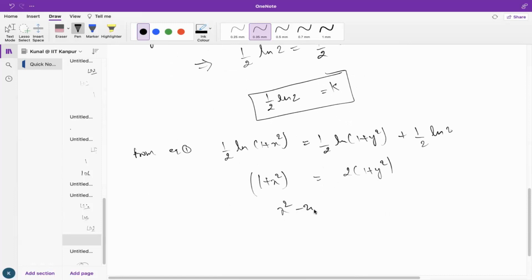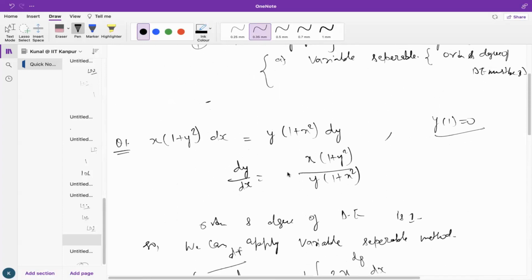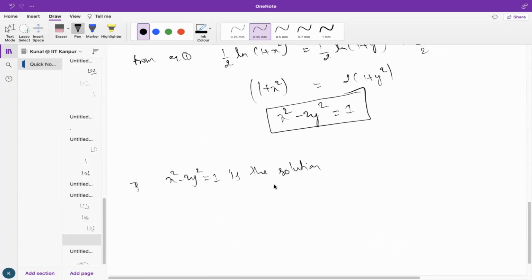x square minus 2y square is equal to 1. So this is our solution. So what I am getting here, x square minus 2y square is equal to 1, is the solution of this differential equation. Is the particular solution. Let me erase it and write it again. Is the particular solution of our differential equation.